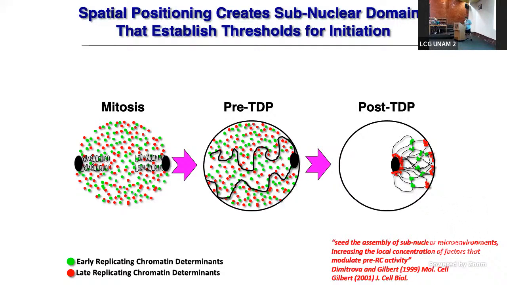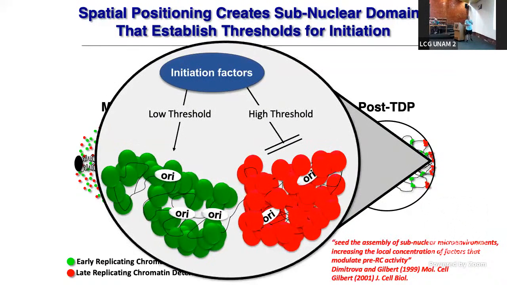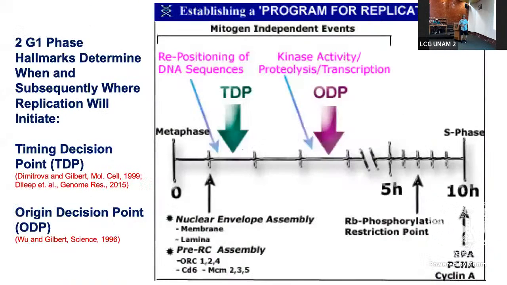And then we proposed that these microenvironments could then set thresholds on replication so that low thresholds would fire first and high thresholds would fire later, based on whatever the composition of these microenvironments was. And I'm going to show you a little bit later in the talk the modern version of this model, okay? But we still hold to this model.